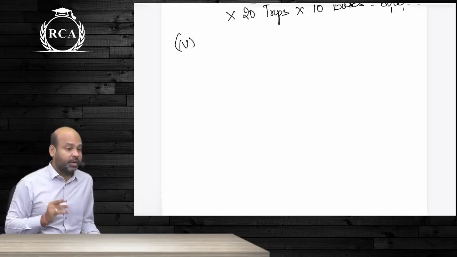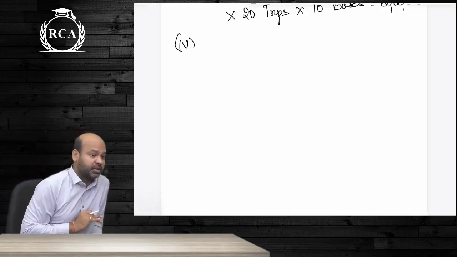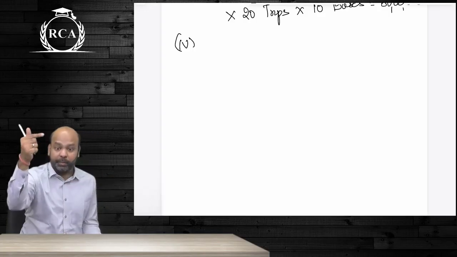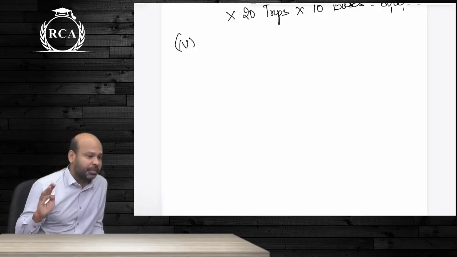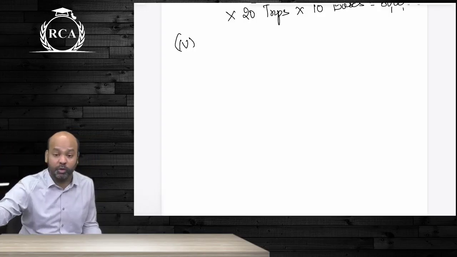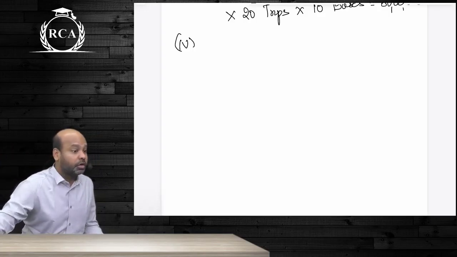अगर वो बोलता question में कि we will additionally incur 10 rupees per passenger, then I will take that as selling price minus variable cost, contribution per passenger. Here entire selling price is contribution because there is no variable cost.